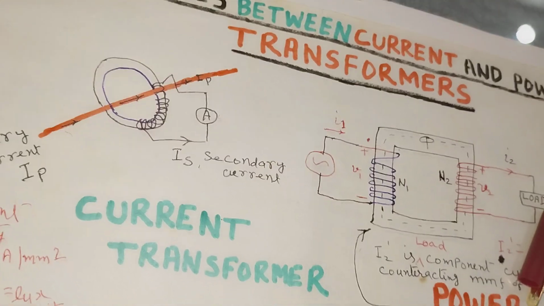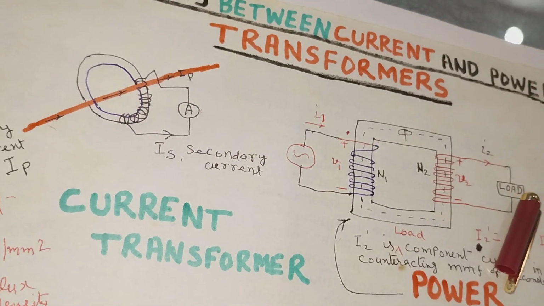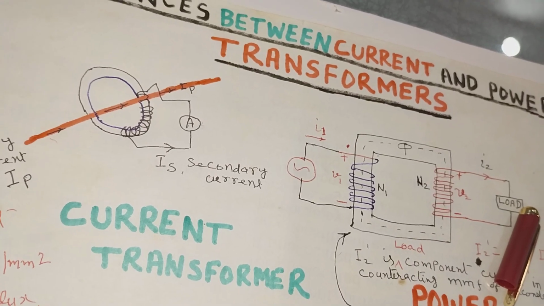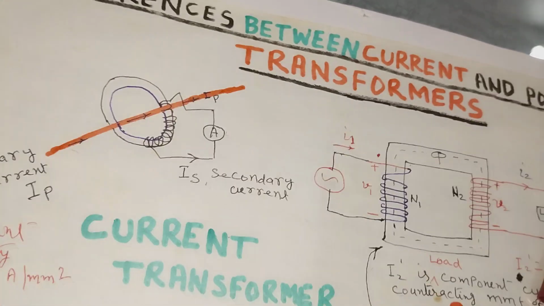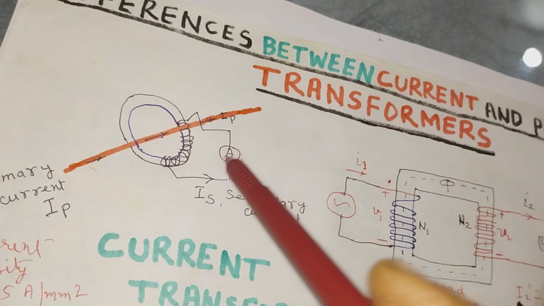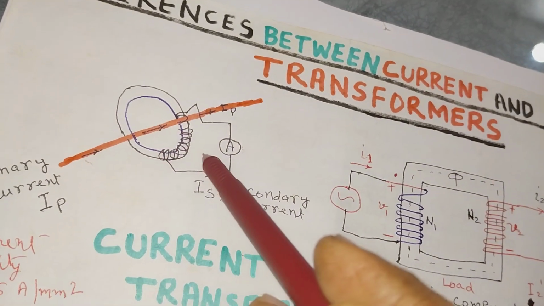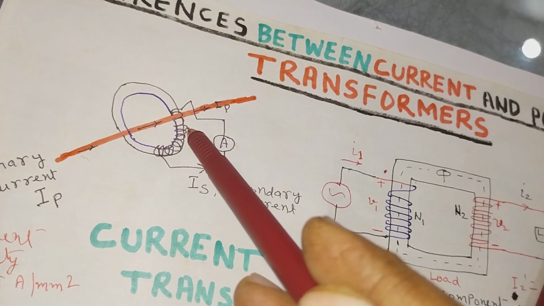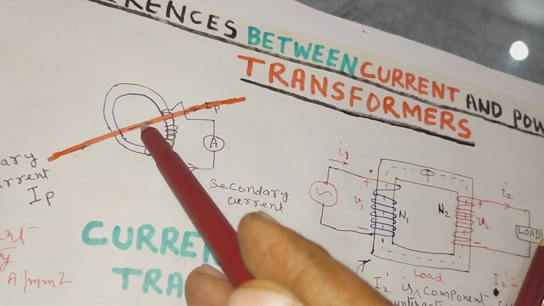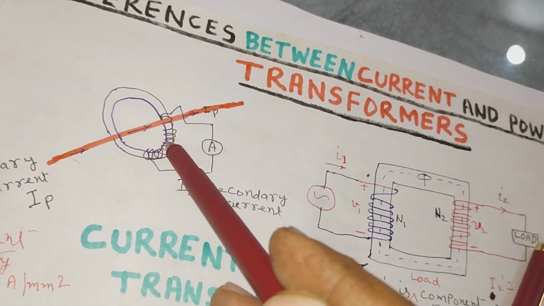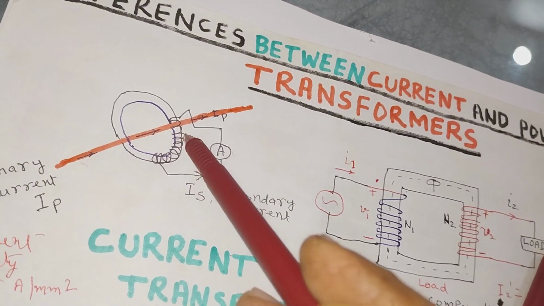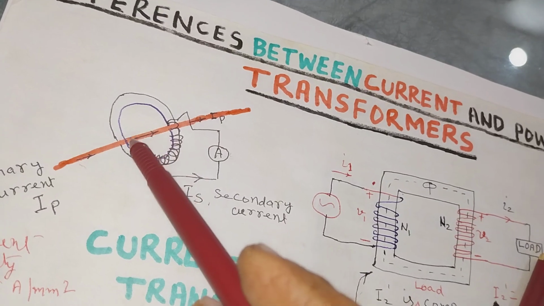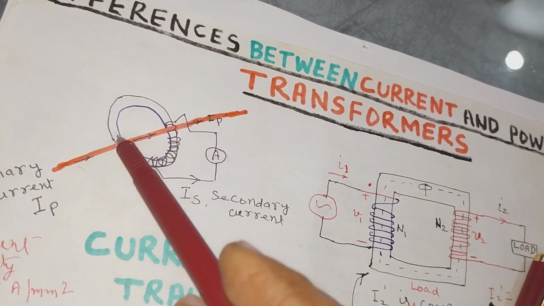Second, CTs have low error tolerance. Means the error of ratio between primary and secondary should be as low as possible. Also, the phase difference between primary and secondary should be as low as possible. It has very few turns in the primary, maybe 1 or 2 turns.